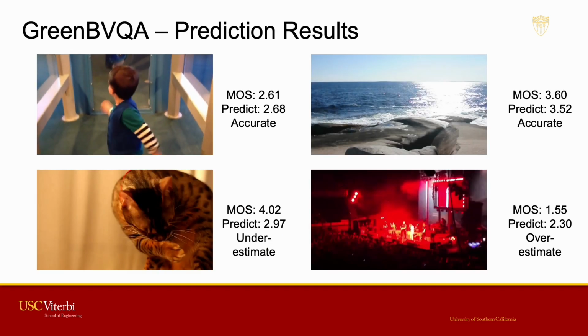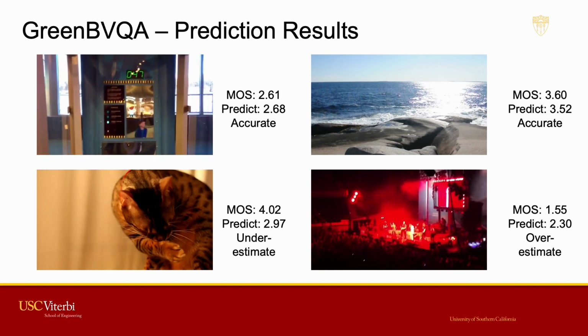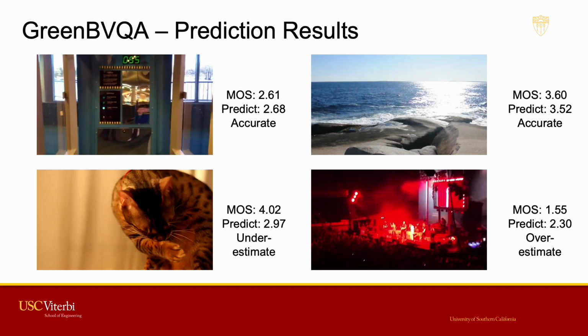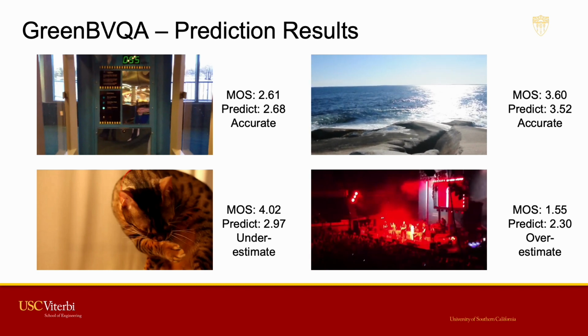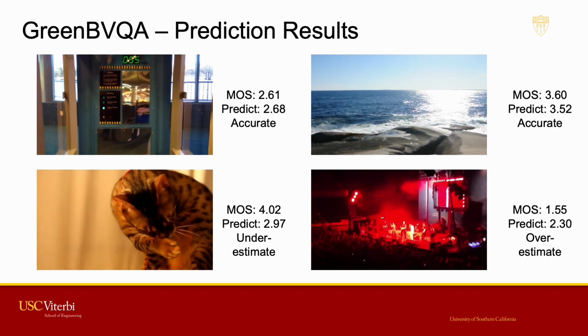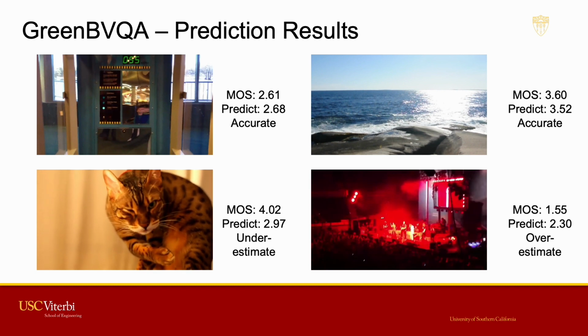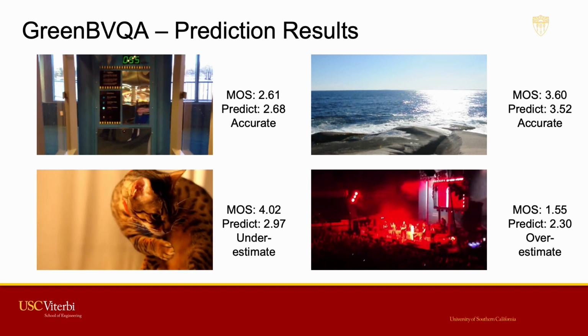So now this is the predicted result. For the top 2, the predicted score and the mean opinion score are very close. So those are good cases. And for the lower left, the cat case, we underestimate the score because the background is blurred, so the quality from the background seems not good. But in this case, humans actually pay attention to the cat. They really don't care about the background, so there is a gap between the human score and the machine score.